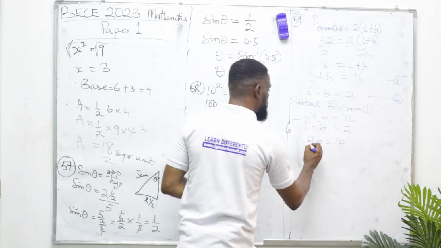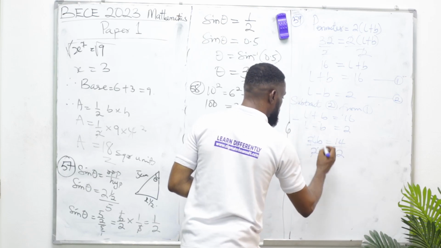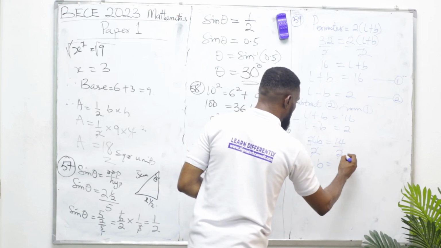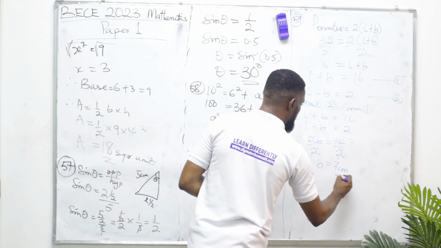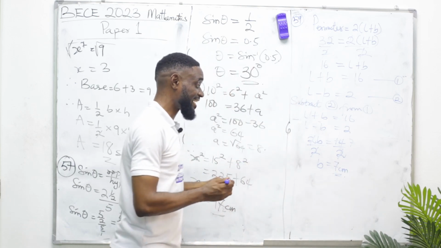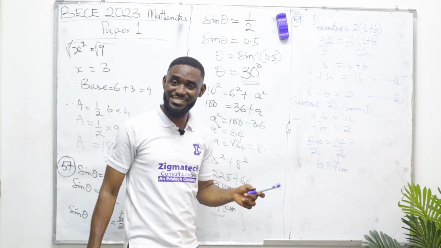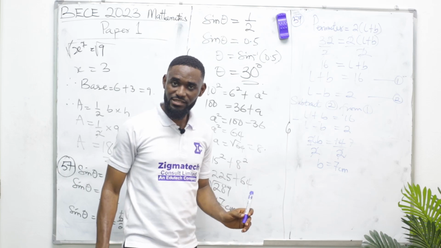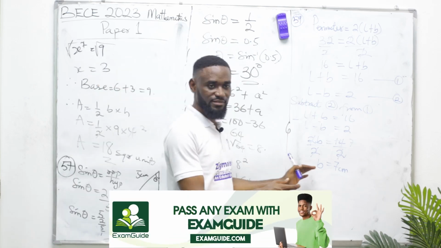Is that correct now? So divide both sides by 2. B is equal to 2 here, 1, 2 here is 7. So this is 7 cm. That is what B is. So the breadth is 7 cm. All right? That is what the breadth is. So we have gotten the breadth.